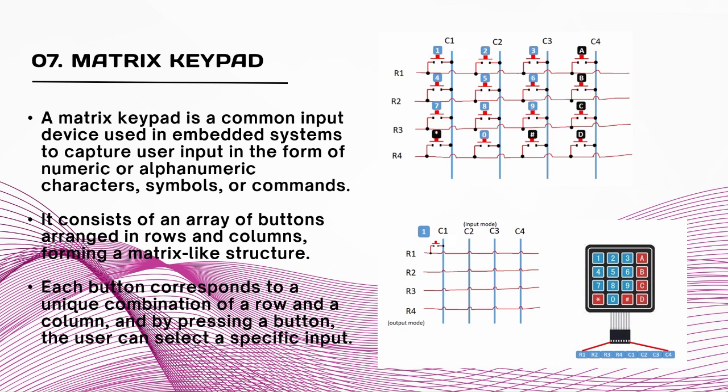The only thing we have to remember here is that when the key is pressed, there will be a contact between a row and a column. So here we can see there is a contact between R1 and C1, and R2 and C2. Likewise for the other keys.